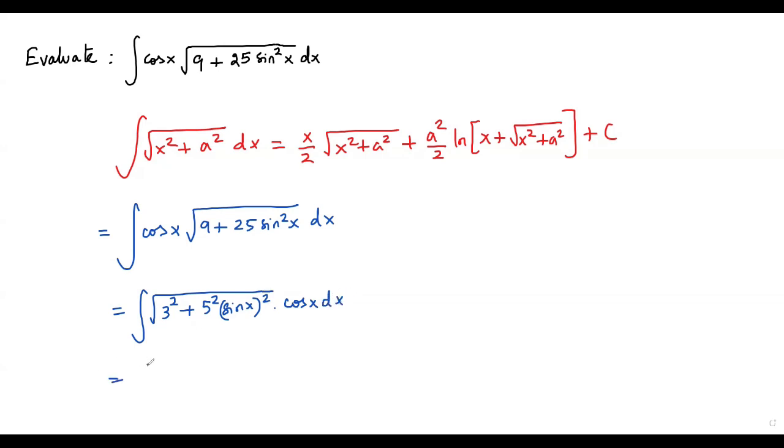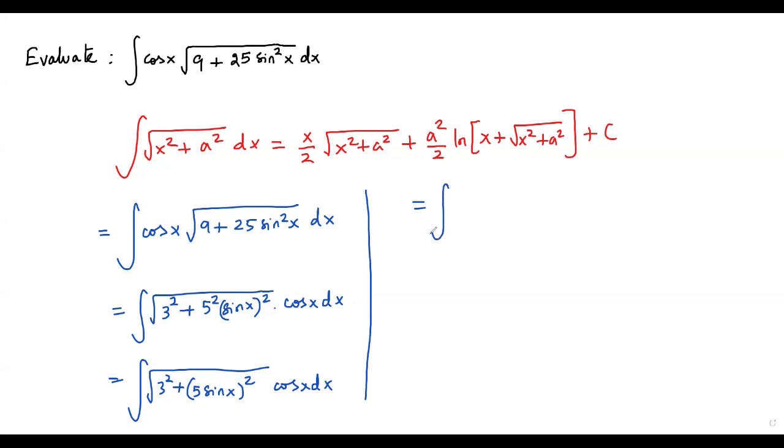Okay, in my next step, integral square root of 3 square can be written as it is, and plus. Here two terms are in multiplication and both the terms have the same exponent too. So what we can do is write the exponent in common, that is 5 times sine x the whole square times cosine x dx. Okay, in my next step, integral, square root of, first let me write the variable part, because the variable part comes first inside the square root. So we can write 5 times sine x the whole square plus 3 square, times cosine x dx.